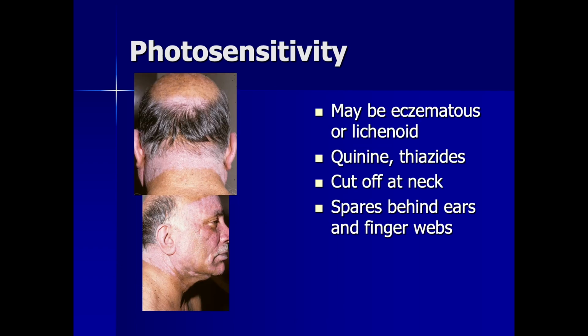We can see drugs producing photosensitive eczematous or lichenoid eruptions. So you can see an obvious photosensitive distribution of this man's lichen planus-like eruption. It's affecting his face. There's a sharp cut-off where he wears a hat, a sharp cut-off where his skin is shielded by his shirt and collar. And again, there's often sparing behind the ears and in the finger webs because these are obviously light sanctuaries.